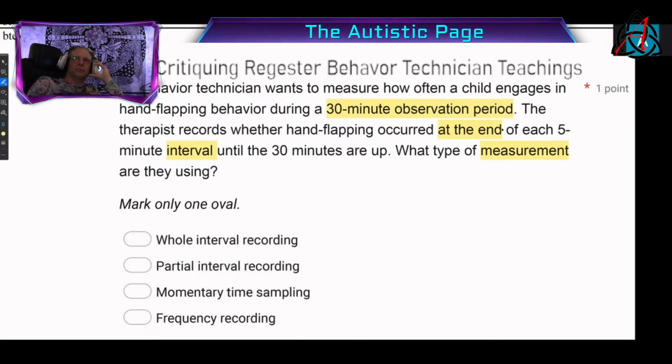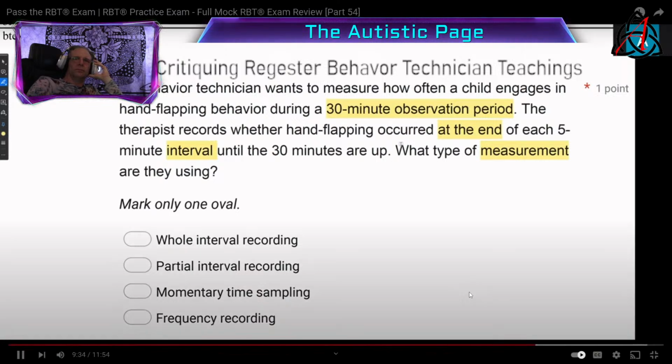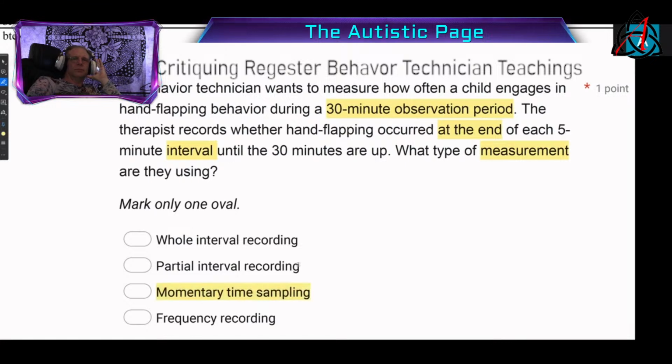What we're doing here, though, if we're looking at the end of each 5-minute interval, we're looking at momentary time sampling. With momentary time sampling, we're looking at the very end of each interval. If the behavior is occurring at the end, we count it. If it's not occurring, we don't count it. So we're looking at momentary time sampling in this example. And then frequency recording is obviously taking account continuous. We can eliminate that. If the therapist is looking at the end of each 5-minute interval, each time the interval until the 30 minutes are up, they are using momentary time sampling.